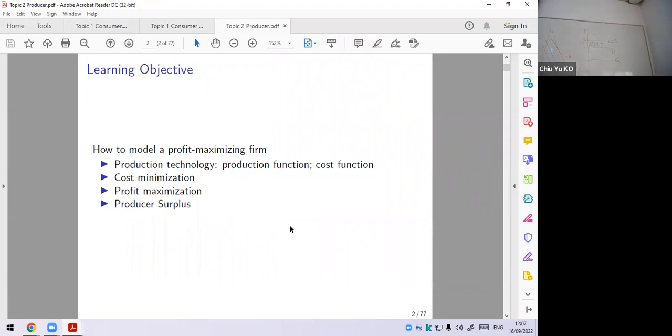I want to give you an overview of the firm theory. And I want to discuss what we don't discuss in this firm theory. Okay. In this one, actually, it's much easier than the previous one.